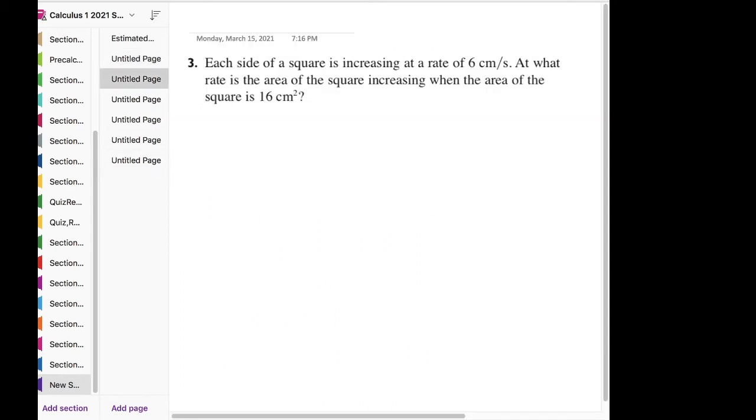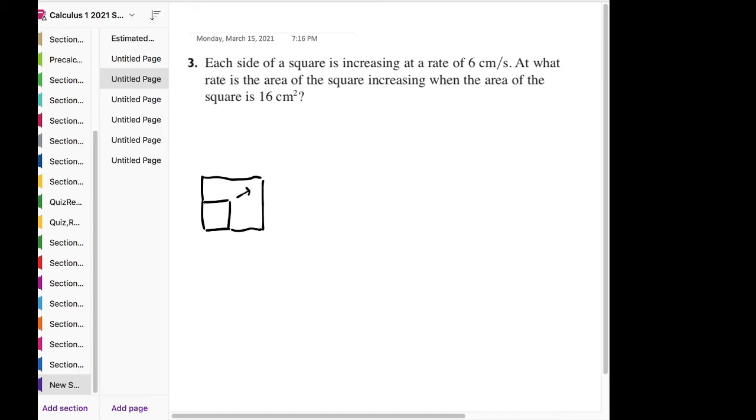Okay, we have a square, and each side of the square is increasing at a rate of 6 centimeters per second. So the question's asking, at what rate is the area of the square increasing at a specific time when the area is 16 centimeters squared? What I always recommend with these word problems is to draw it.